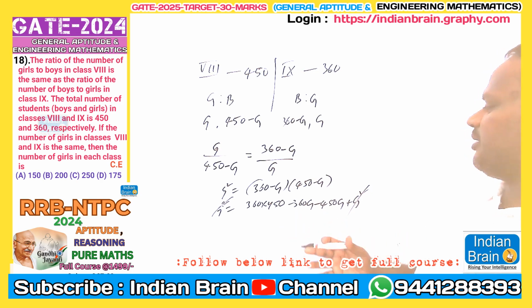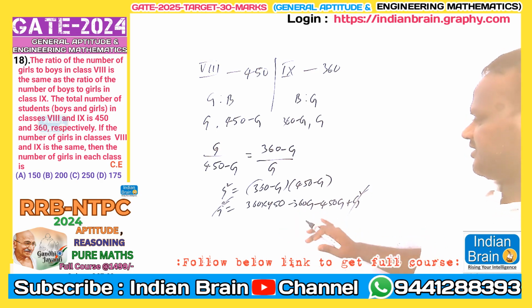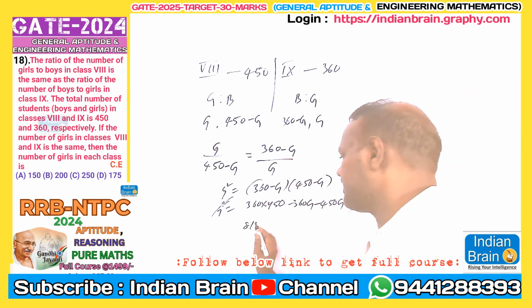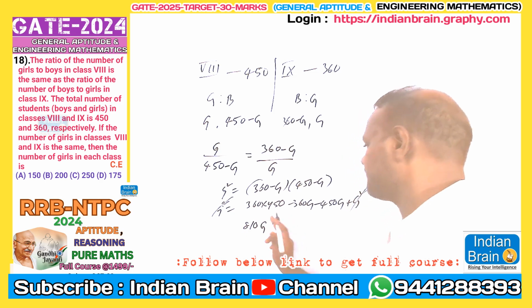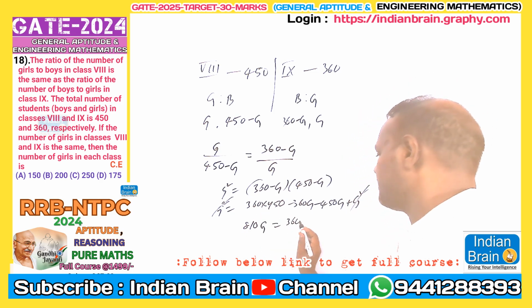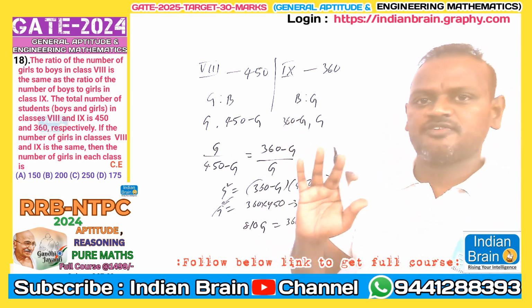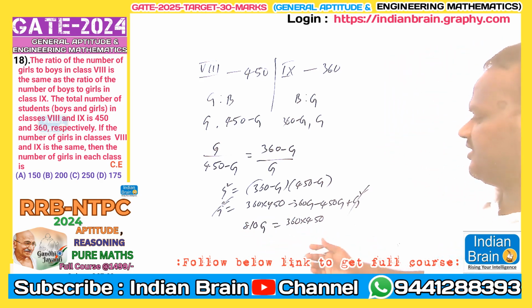Okay, fine. Now I can go for g. 360 minus 450 can be 810, I think. So 810 g will be here. So the final step is what? 810 g is equal to 360 into 450. So what is g? Each class strength of girls. That's it. You got the answer.